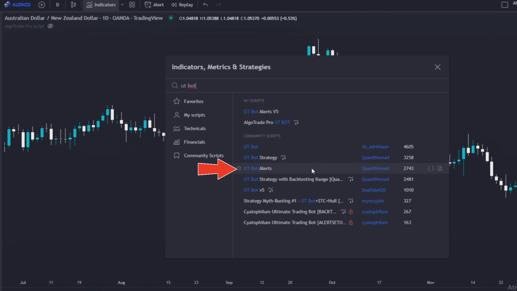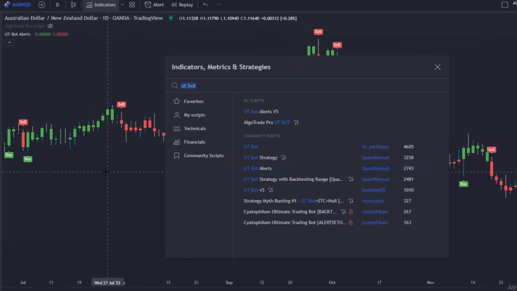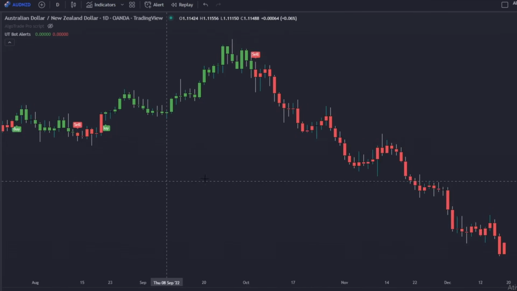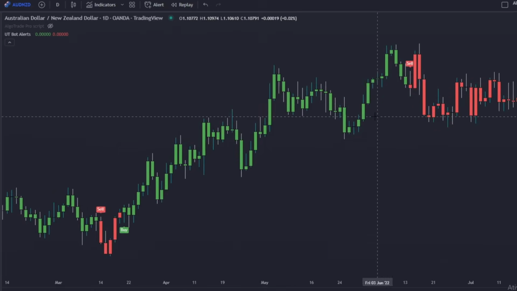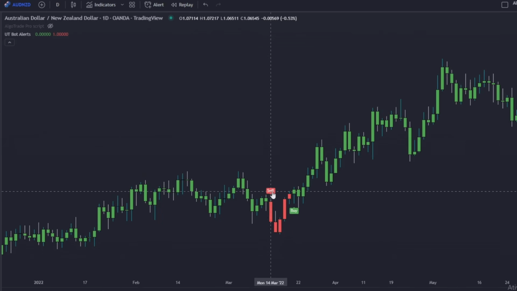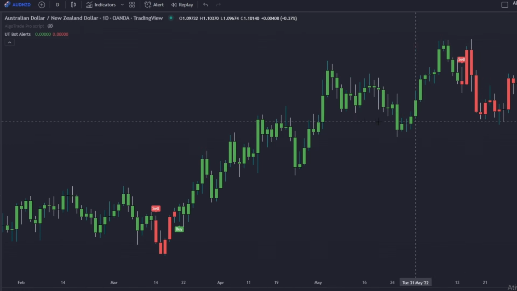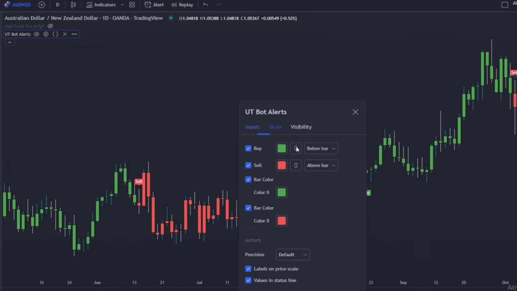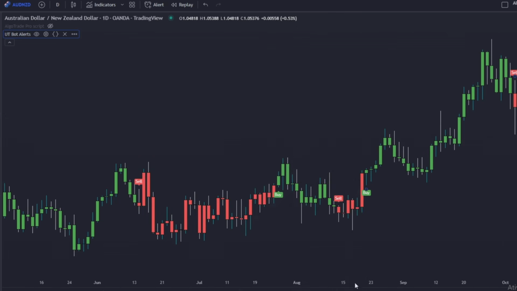I will use this one here by Quant Nomad. The settings that I will use are 2 for the key value and 6 for the ATR period. There is not much to say about how this indicator works, as you can see that it alerts you when you should buy and sell, so it is simple for beginner traders. You can also see that it changes the color of the candles according to the given signals. You can leave or remove this function because the alerts do not disappear. I will leave it like that.